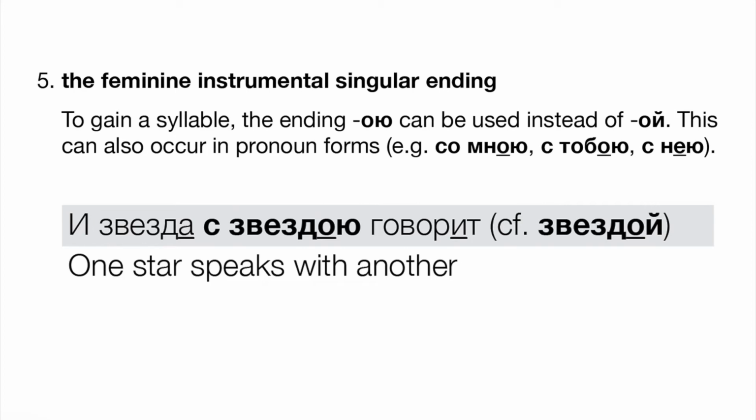Now watch out for the same ending, the same variation in certain pronoun forms in the instrumental, right? Instead of со мной, you can see со мною. Instead of с тобой, you can see с тобою. And instead of с ней, you can see с нею. And you see that in each of those cases, we're gaining an extra syllable.